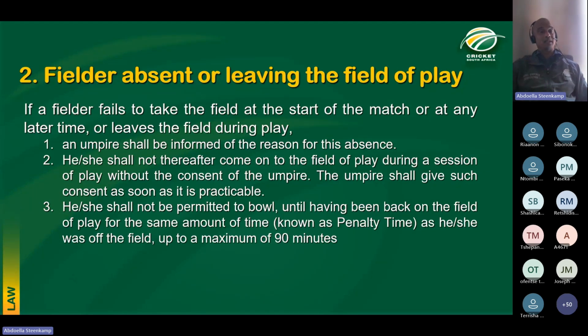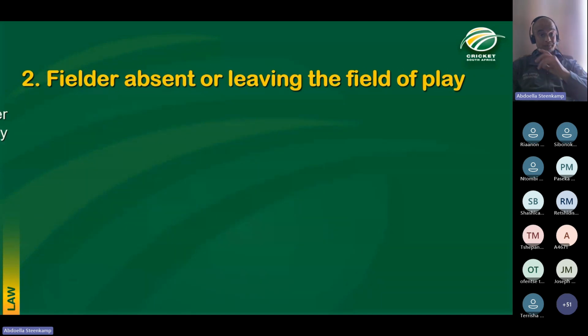So how does this max of 90 work? Let's say Wendy goes off to have treatment for a hamstring at 11 o'clock, and she only comes back later in the afternoon at 3 o'clock. I'm just using round numbers for illustrative purposes. So Wendy's been off the field for quite a while. But the law says there's only a max of 90 minutes. So even though Wendy was off the field for 3 hours, which is 180 minutes, she only needs to serve 90 minutes before she can bowl again. Max penalty time of 90 minutes. So if Wendy returns at 3 o'clock, even though she was off for 3 hours, Wendy can bowl again at 16:30. That's how the max of 90 minutes works.